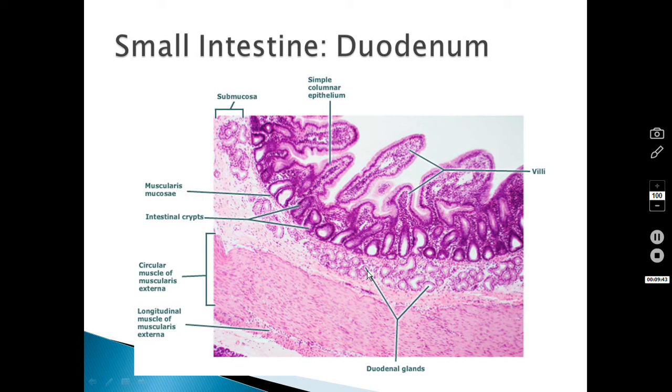This is the submucosa of the duodenum. You can see here are our duodenal glands. You won't find these in other parts of the small intestine. And then we get our two muscle layers of the muscularis externa. We have the circular layer and then the longitudinal layer. And then finally we get our serosa.